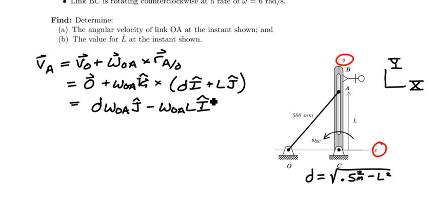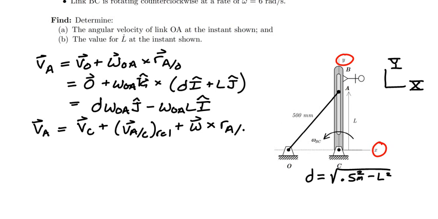Once I have that in place, I can also define the velocity of A using the rotating reference frame, referenced in this case to this point here at the bottom, point C. Specifically, I could say the velocity of point A is equal to the velocity of point C plus the velocity of A with respect to C, as seen by the observer, plus the omega of the rotating frame crossed with the position vector of A with respect to C. I know the velocity of point C is 0. The velocity of A with respect to C is simply going to be L dot in the little j direction.